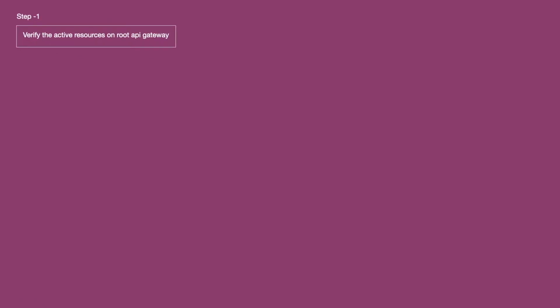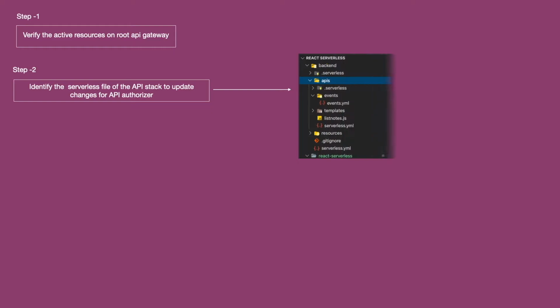In the next step, we are going to be identifying the spot in our project structure where we are going to be writing our code changes. Let's quickly recap the folder structure. As you can see, the resources directory is meant for placing the infrastructure related code, and the APIs directory holds the definitions for the API stack.